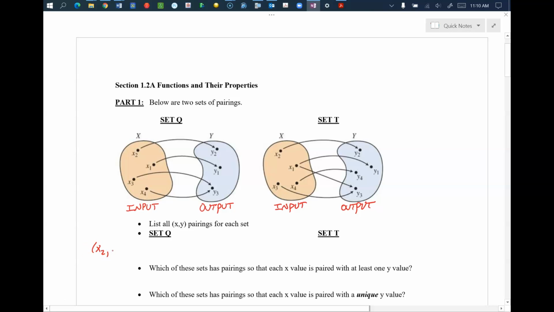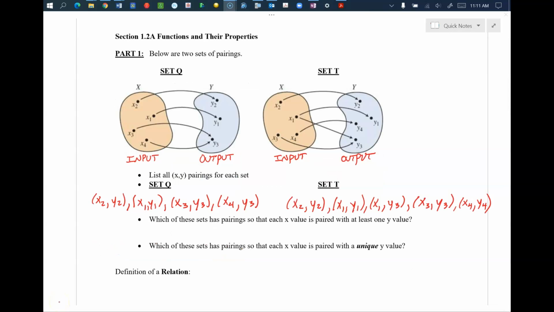X2 is paired with Y2. X1 is paired with Y1. X3 is paired with Y3. And X4 is also paired with Y3. So pause the video and do the same thing for set T.